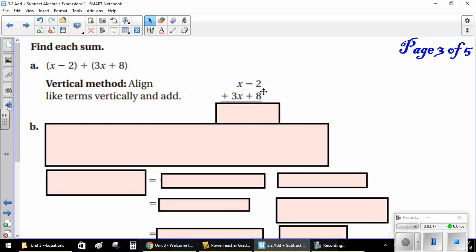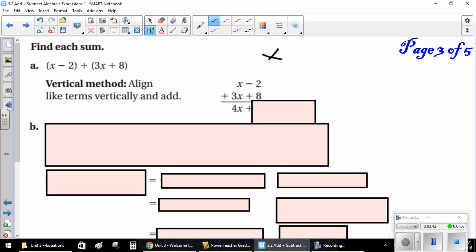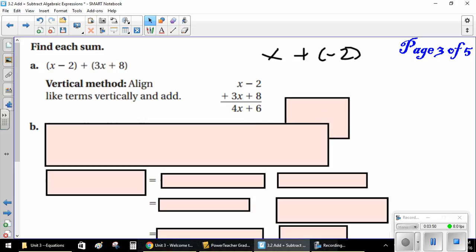So what we can do, the vertical method, is take the top expression and line it up with the bottom one. So you notice my constants are lined up and my variables are lined up. So x plus 3x is 4x. I'm going to put a plus sign. Now remember, this is negative 2 because if I rewrite minus, it's the same as x plus negative 2. My 2 is negative. So negative 2 plus 8 is 6. Okay, so that's one way.